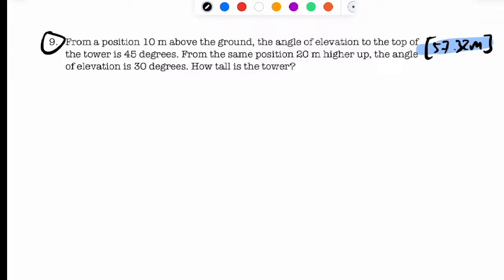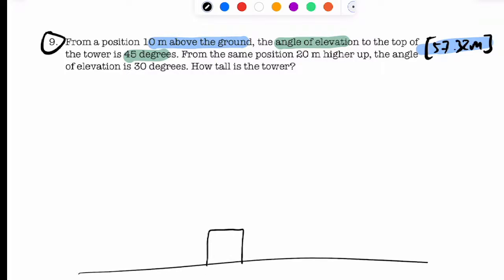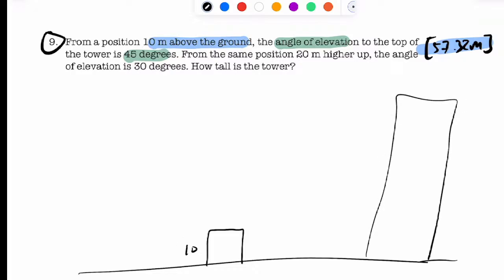So from a position 10 meters above the ground, the angle of elevation to the top of the building is 45. Okay, so you've got like this block you're standing on. It's like 10 meters. And then you have this building. And you look up at the building, and that angle of elevation is 45.